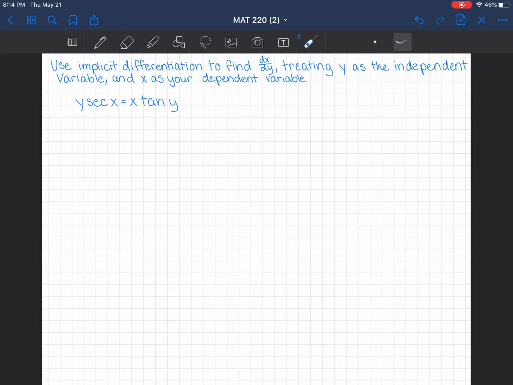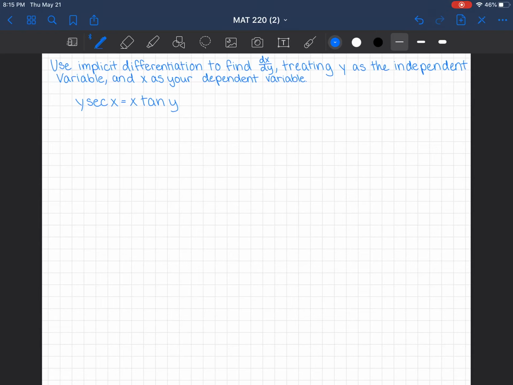In this question, we're being asked to use implicit differentiation. In this problem, we want to actually solve for dx/dy. So in this case, we're going to be treating y as our independent variable and x as our dependent variable. So it's a little bit different than normal. And our equation is y secant x is equal to x tangent y.